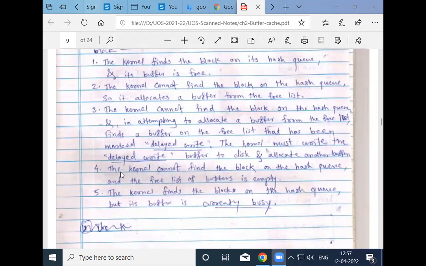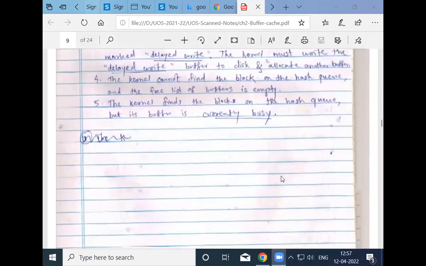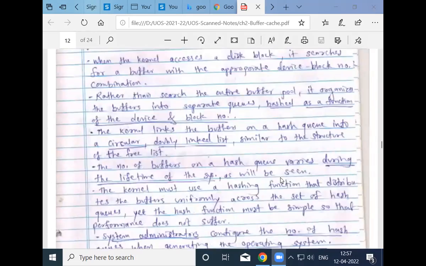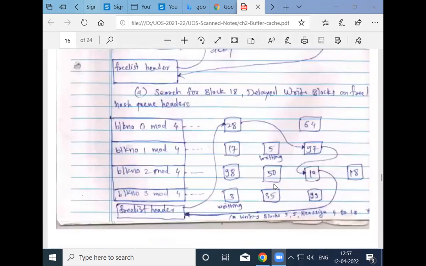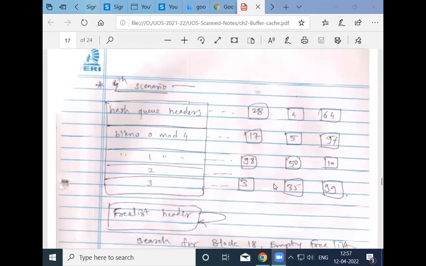So have you noted it down? The kernel cannot find the block on the hash queue and the free list of buffers is empty. This is the statement with respect to the fourth scenario. We'll see what happens in case of the fourth scenario. Okay, so this is about the fourth scenario.